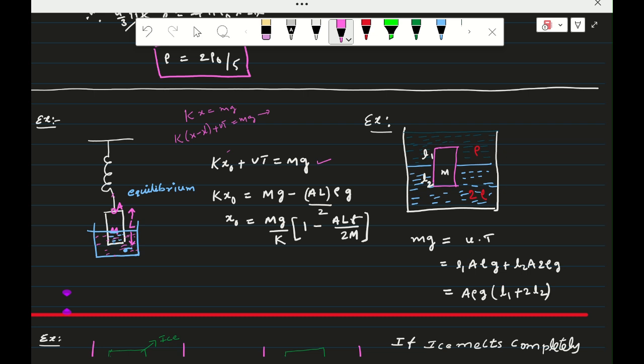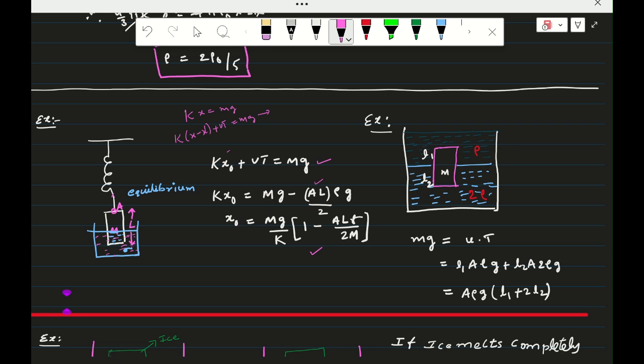And here length is given, area of cross section is given. Area of cross section is used to find out the contact area. This is the area of the cube, a given cube or a block or something. So now we substitute, and this is the answer: mg by k into 1 minus A l rho g by 2. It need not be asked like this only. They can ask in a different way.